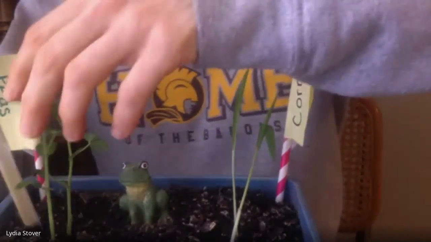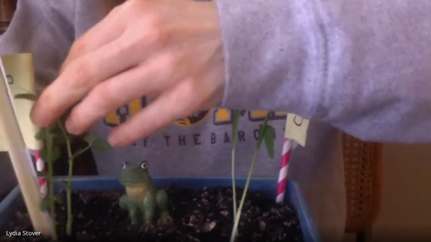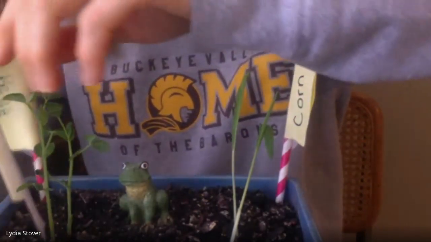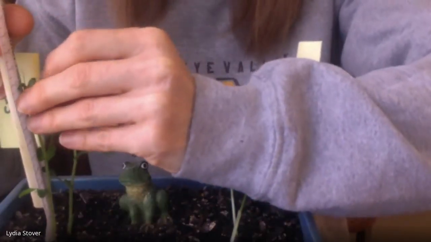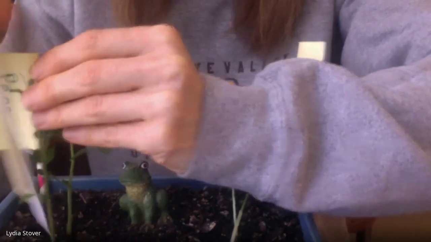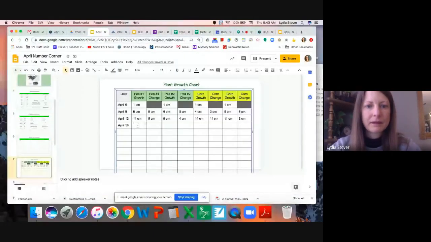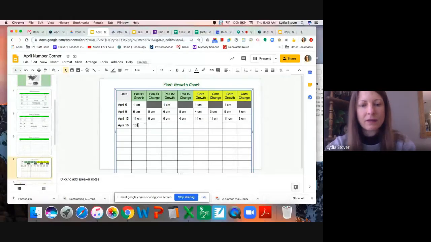I'll start with the one in the front. I'm going to use centimeters, so I need to make sure I'm looking at the smaller numbers on the centimeter side, and I'm going to lay it up here, and there's this really tall little piece there. That makes it almost 13 centimeters. Let's go back. I want to write this down. That P number 1 had 13 centimeters.